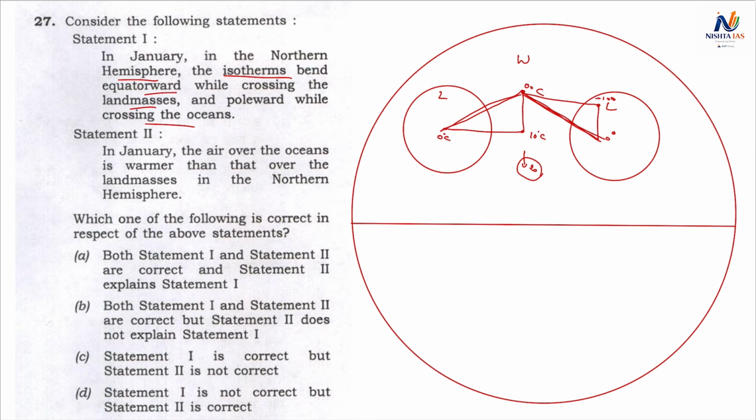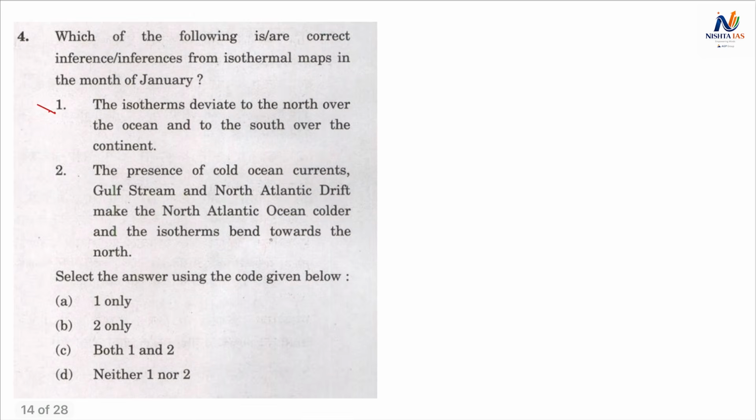In January, in the northern hemisphere, the isotherms bend equatorward while crossing the landmass, and poleward while crossing the ocean. I crossed the landmass here, and the isotherm bent equatorward. When I am crossing the ocean, obviously the isotherm bent poleward. So this is correct. And why does this happen? Because in January the air over the oceans is warmer than that over the land masses in the northern hemisphere. Obviously the air over oceans is warmer and the land is cooler. So A is the answer.